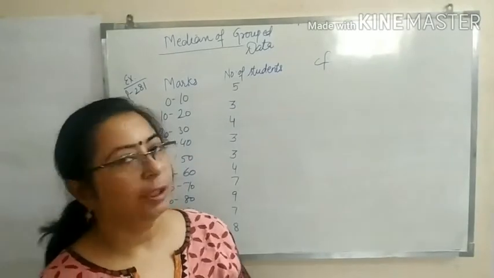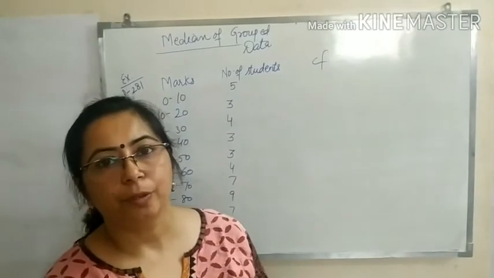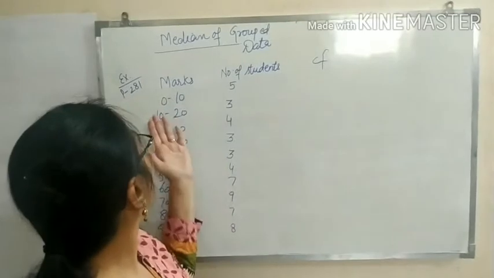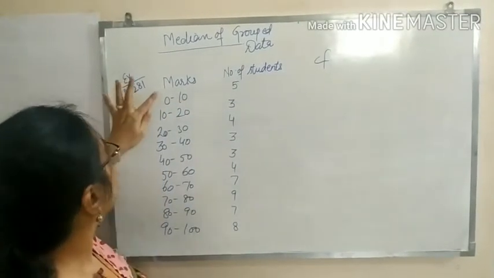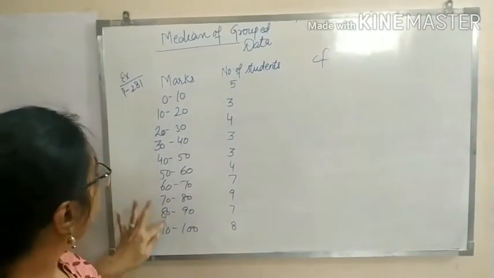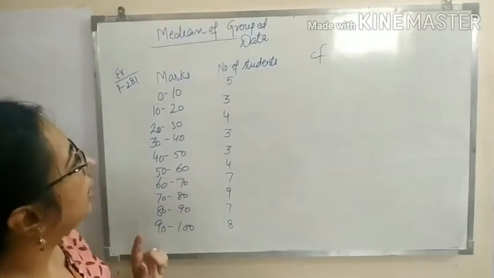Now to understand the formula of median, let's do one question for this. This is on page 281. The data is given to you. These are the marks given to you and the number of students obtaining these marks.